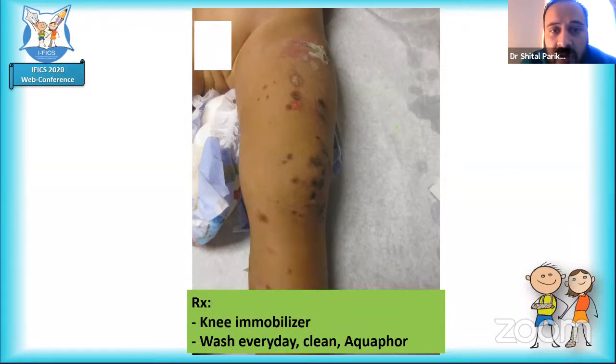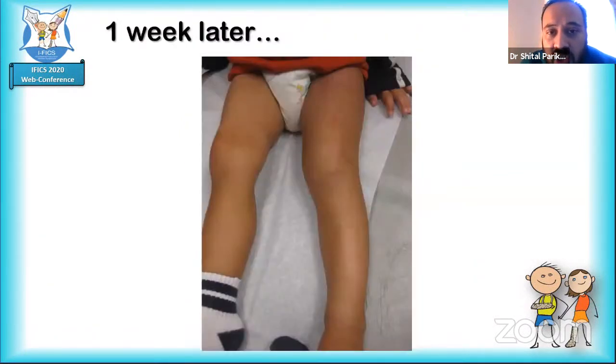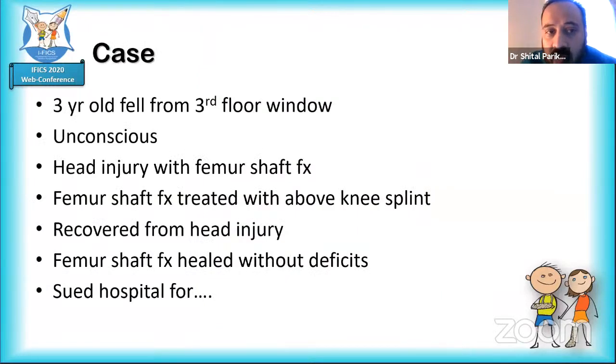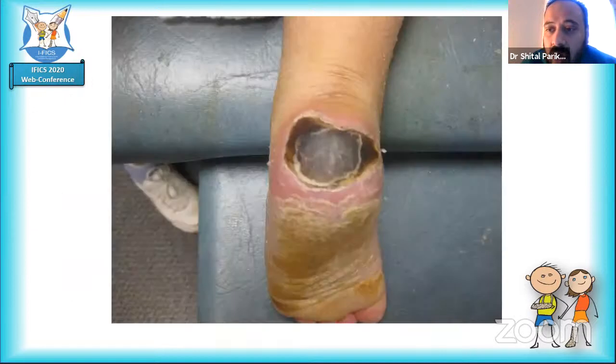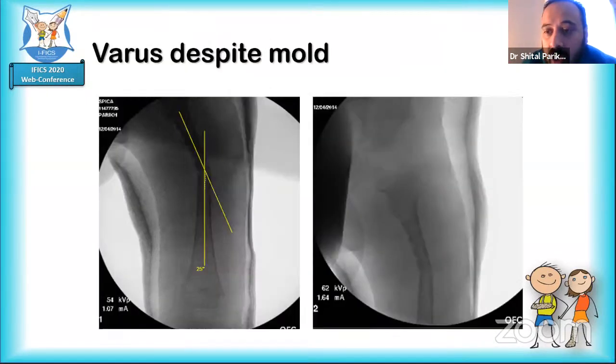So it's important that we pay attention to taking care of kids in spica. The number one complication of a spica is skin issues, and you have to be careful about how you apply the cast. This is another pressure sore from a spica. There are even compartment syndromes reported with spica cast application. It's not all without an issue.